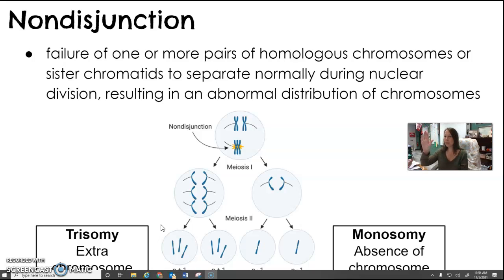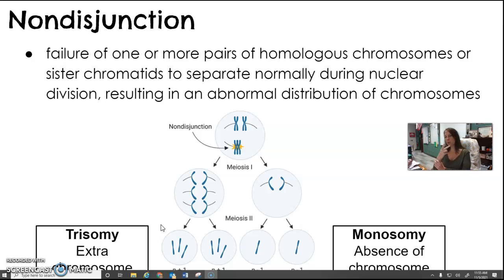Let me start over. So we start out with our 23 pairs of chromosomes, right? And then during meiosis, they make their copies, they divide, and then they divide again, right? So we should have a set of 23 in each one, okay? So each one should be one part of a pair, okay? So we should have 2 in each.